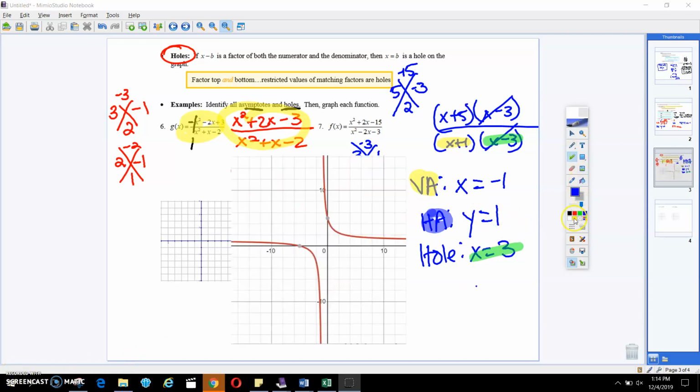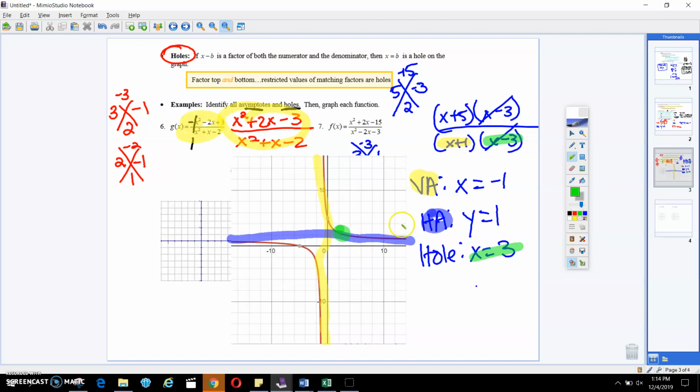Just to make sure that you understand where these asymptotes are coming from, that vertical asymptote is at x equals negative 1. So that's right in here. Wow, look at that line. That horizontal asymptote is going to be at y equals 1. That's in here. And there's going to be a hole at x equals 3. So that's going to be right in here.